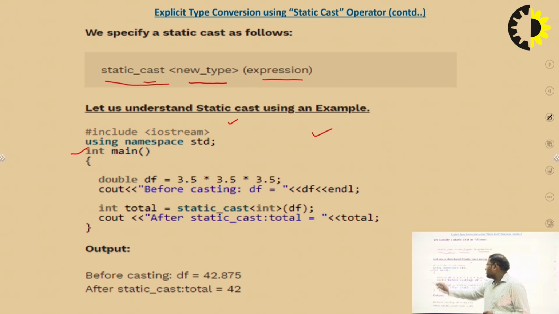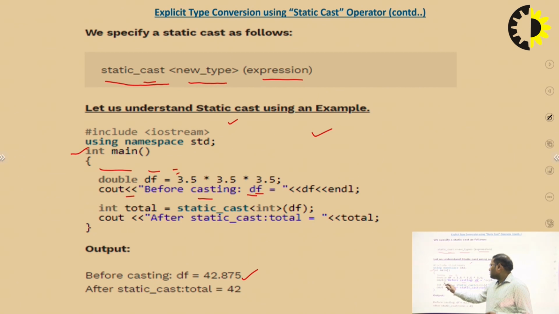In the main function, I have taken a variable with the name df and data type double, and its value is 3.5 multiplied by 3.5 multiplied by 3.5. In the output, before casting, the df value will be the multiplication of these three terms, and it will come 42.875. So it is the value before the casting.